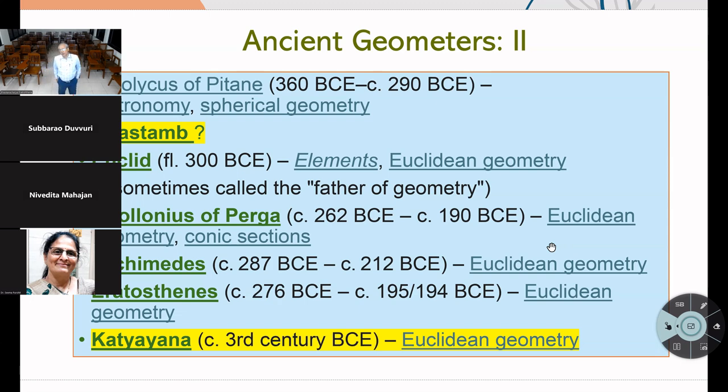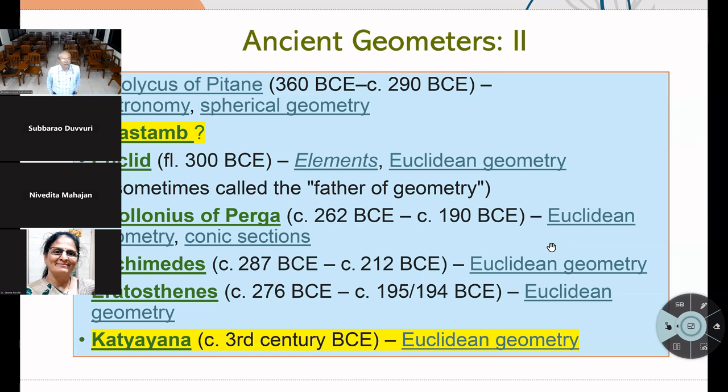But some scientists, mathematicians, and others have decided their approximate timing, and these were decided by studying the language that they are using, the words that they are using. From that, they have decided the period. So you see that Bodhayana was around 800 BCE and Katyayana was in the 3rd century BCE. So this is a period of 5 to 6 centuries, and during this period, what mathematics was developed? Of course, Greek mathematics was there. Greeks studied a lot of geometry.